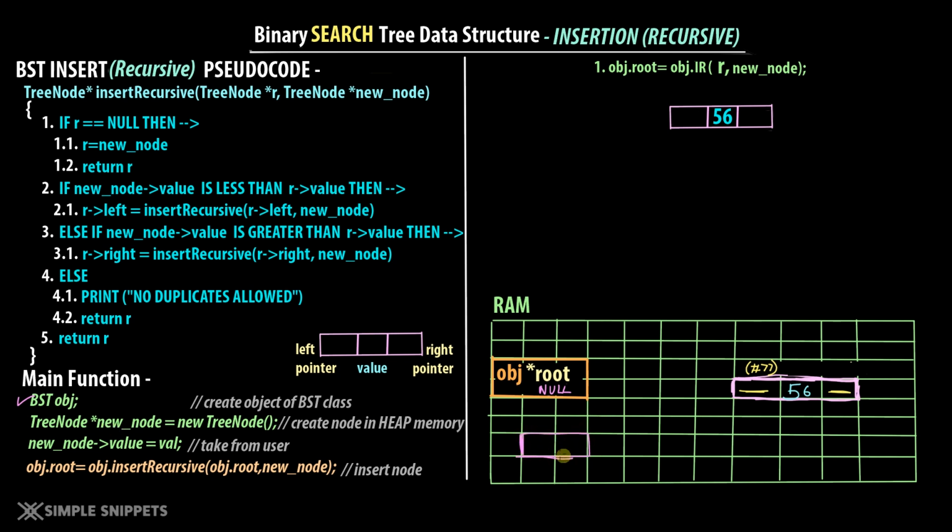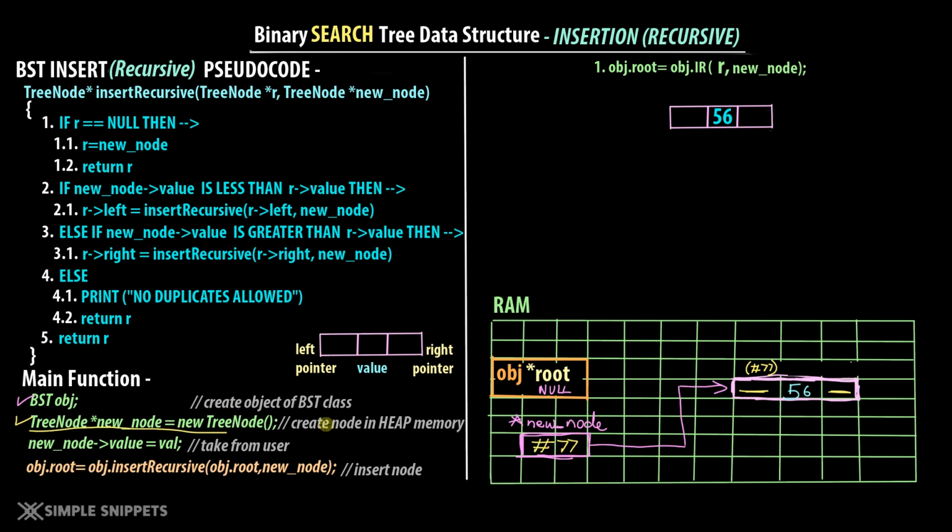Let's say this is new node. New underscore node. Okay, it is a pointer. It is a pointer of type tree node and it is going to point to this object in the heap memory. So this #77 will be stored in this new node pointer. Okay, so this line or this statement has this effect inside the memory.